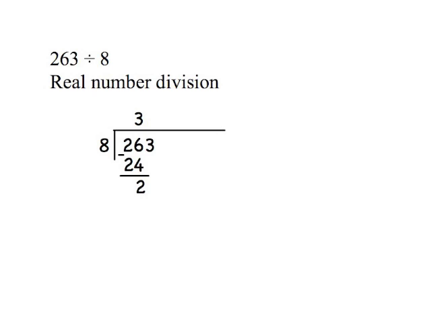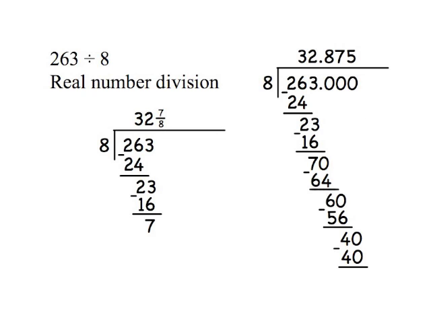We subtract, we get 2. We bring the other 3 down and try it again for the number 23. 2 groups, because 2 times 8 is 16, and 23 minus 16 is 7. And in real number division, we can take the 7, make it a fraction along with the divisor, the 8, and the answer, also known as the quotient, is 32 7/8.